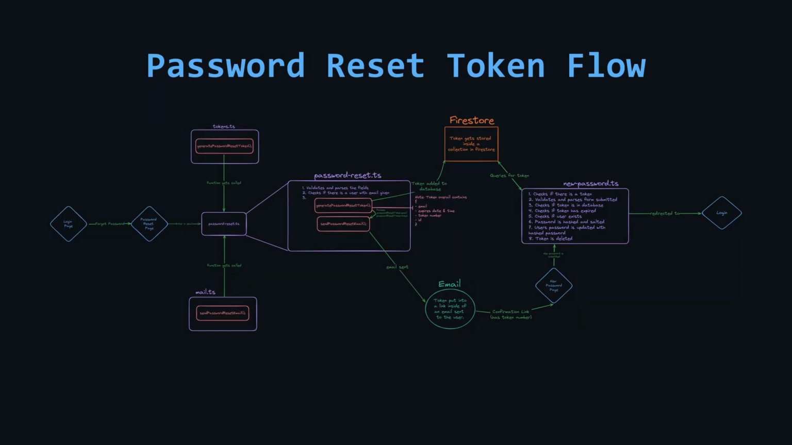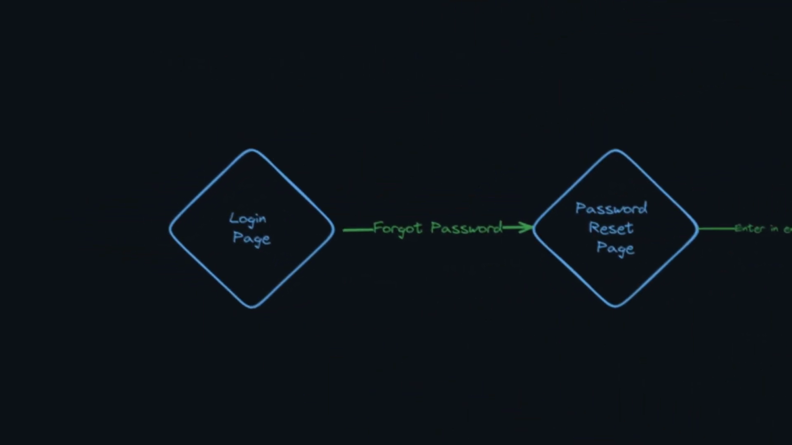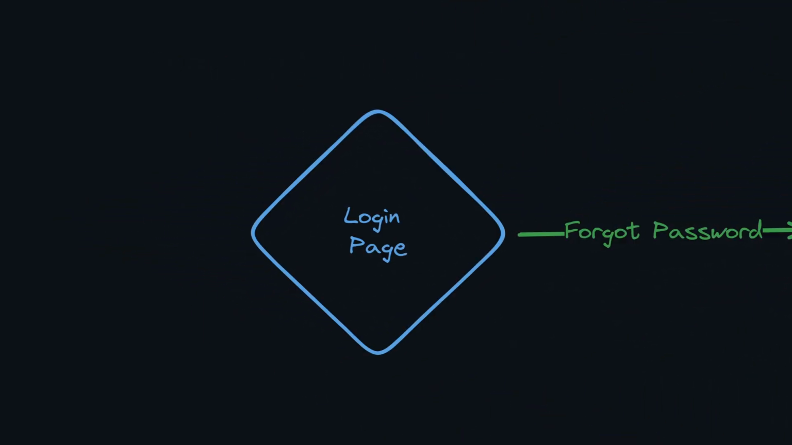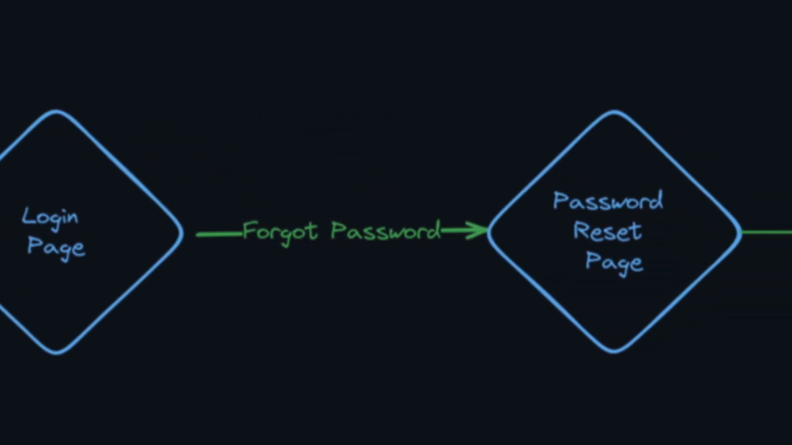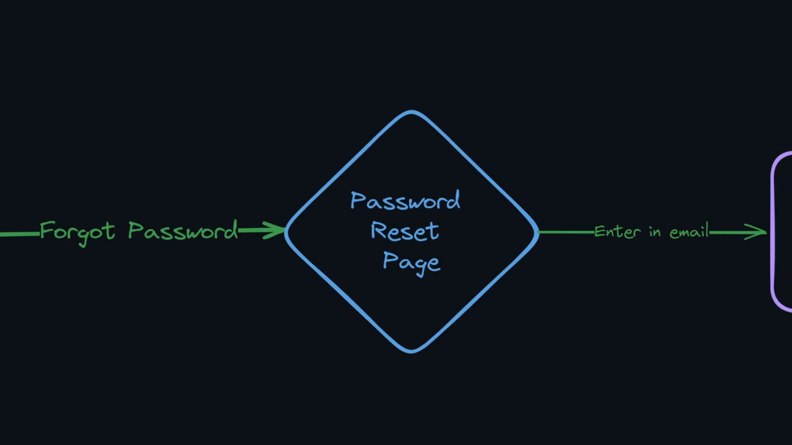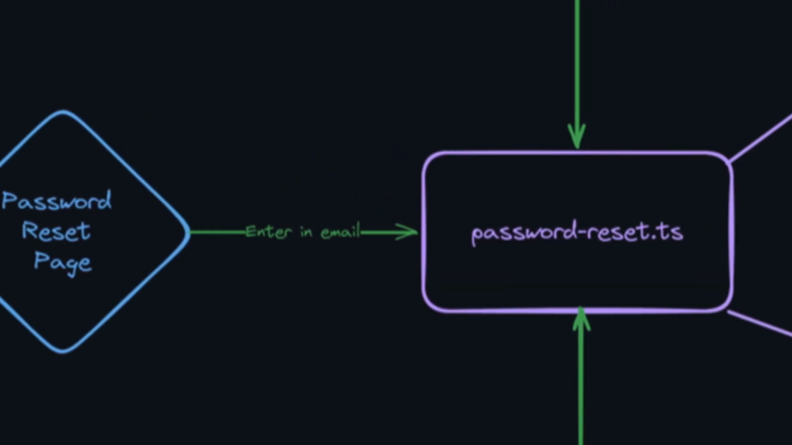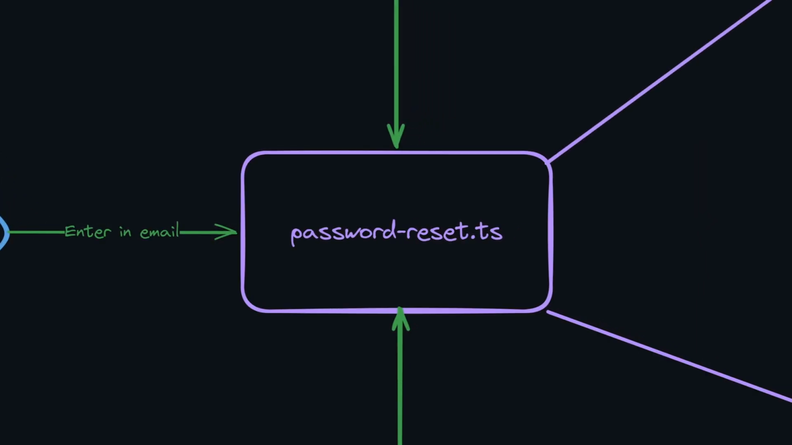Now we're going to look at the flow for this token, and it's going to be somewhat similar to the previous token, but it has its own slight changes to it. As before, in this case, the only page you're going to find this on is the login page currently. And so on the login page, you click forgot password, and then you get taken to the password reset page where you enter in your email, and from there it will run password reset basically.